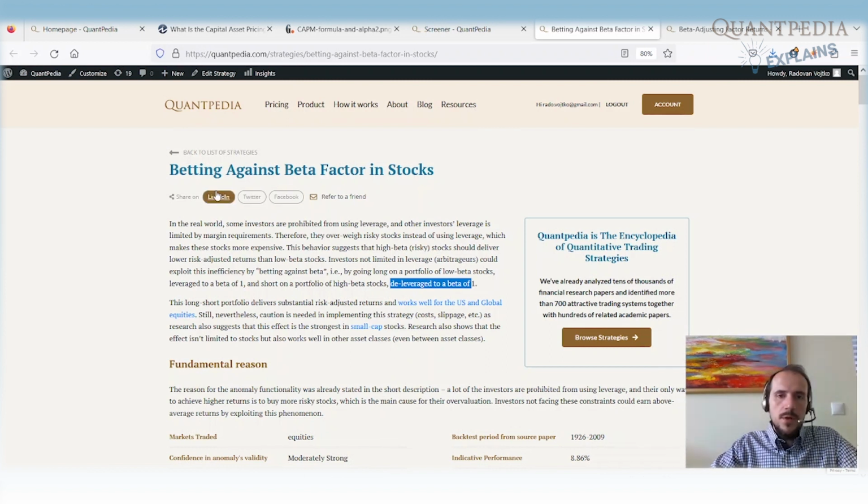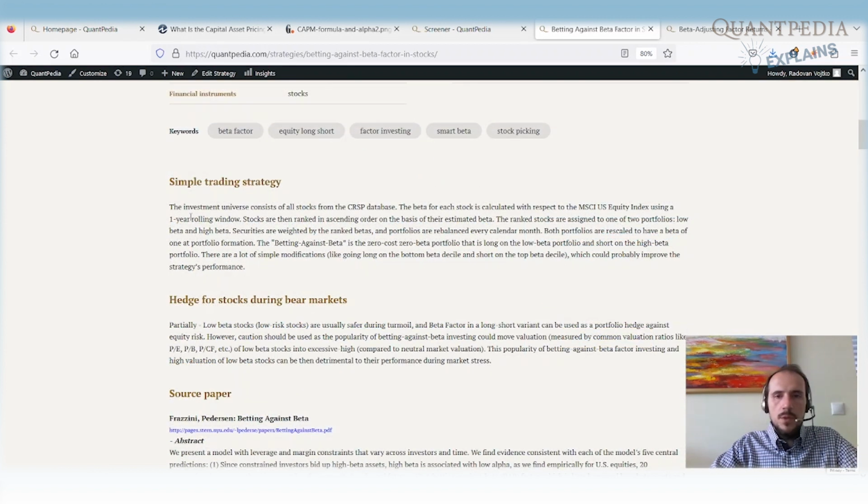This betting against beta factor works well in stocks, it works well also across industries, etc., and across countries. I mean, we can build this strategy very easily, as it was written in the description. We can use the MSCI US Equity Index as a benchmark, and calculate the beta of all of these stocks from our investment universe against this index. We can rank the stocks and assign them to portfolios, low and high beta. And once again, we can go long the low beta stocks and short the high beta stocks.